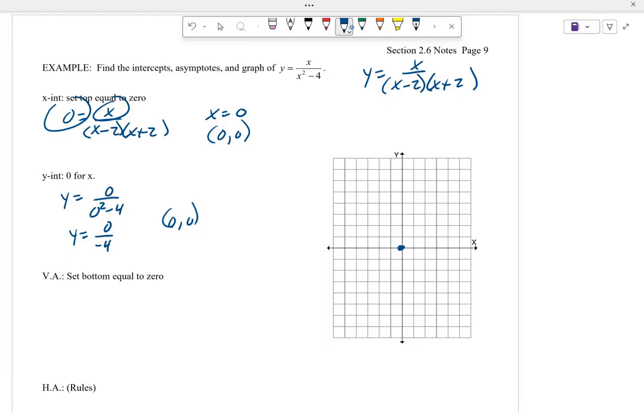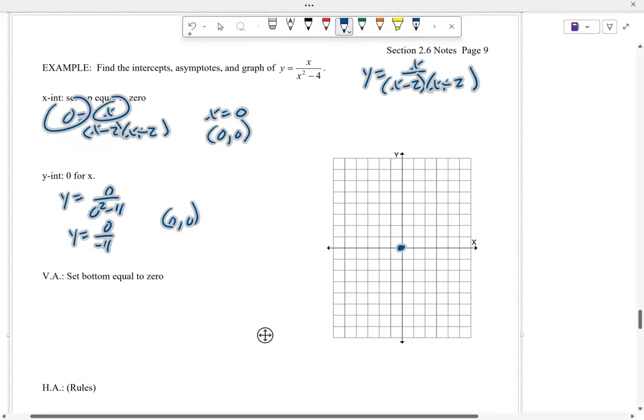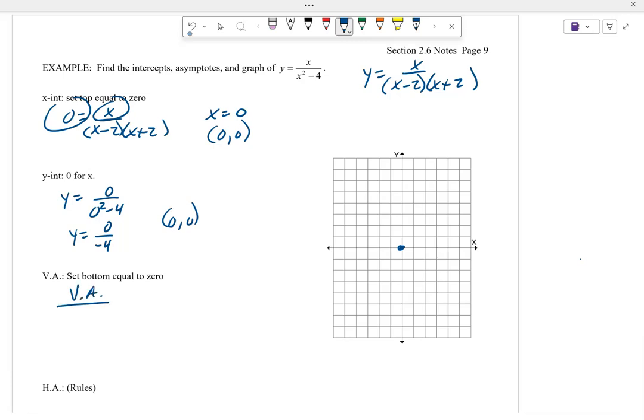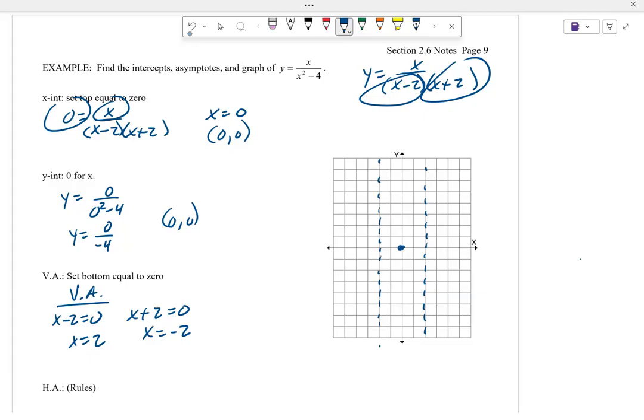Now let's find our vertical asymptote by setting those factors at the bottom. Where is this thing undefined? Where does x minus 2 equal 0? At x equaling 2. Where's the other vertical asymptote? x equals -2. So let's put those x equaling 2 and x equaling -2 on.